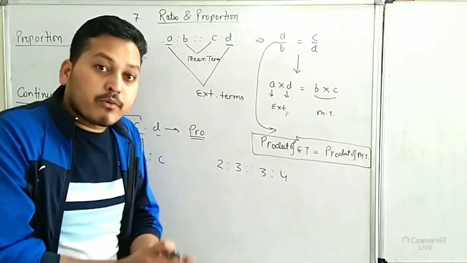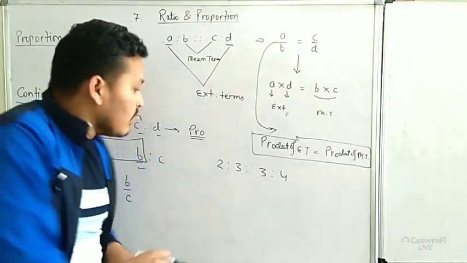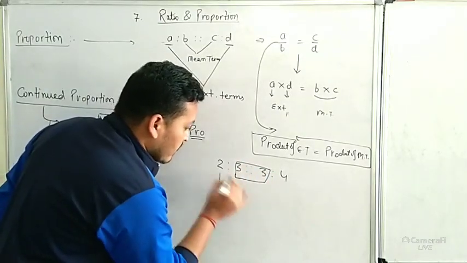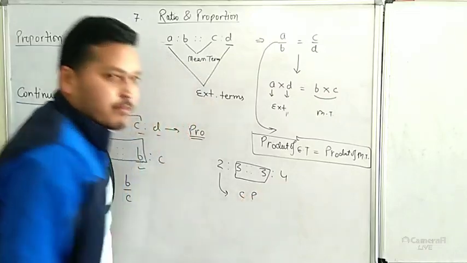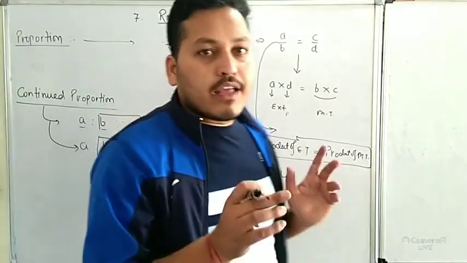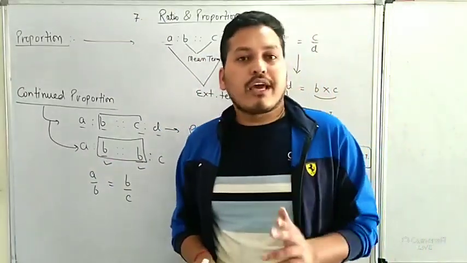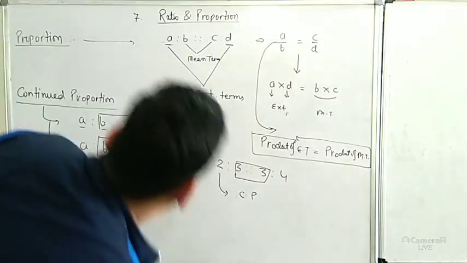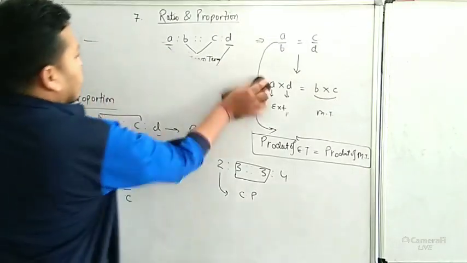Normally this is the form of the proportional, but which type of the proportional? The middle terms, the mean terms, are equal, so this form of the proportional is known as continued proportional. Remember this: when the middle terms are equal to each other, that form is known as continued proportional.